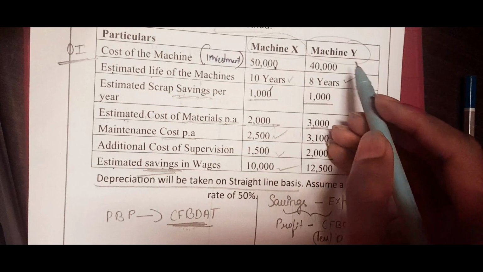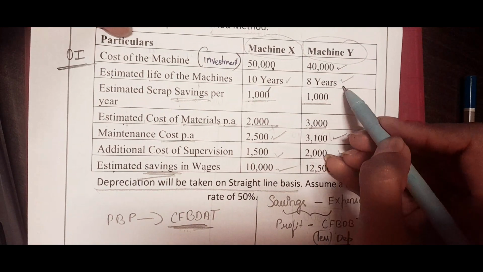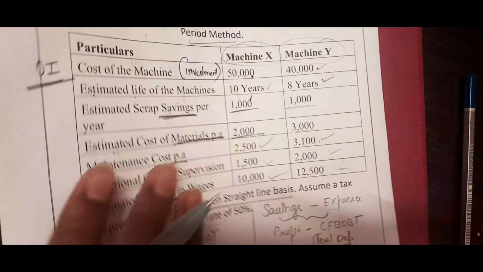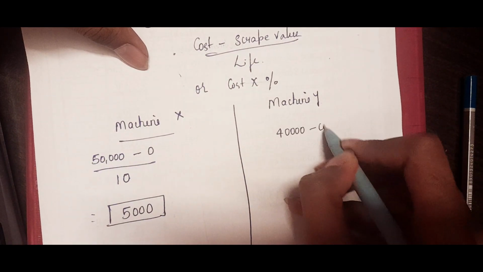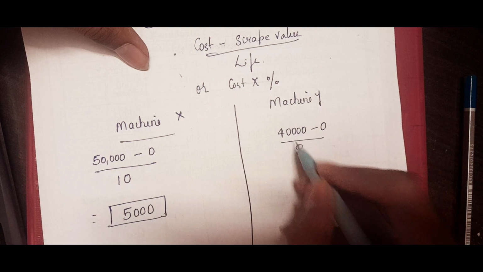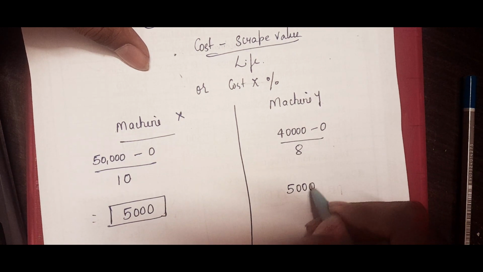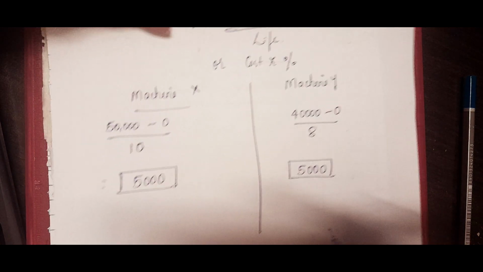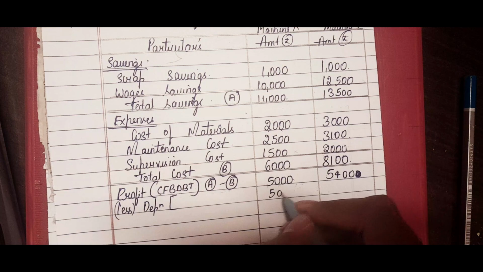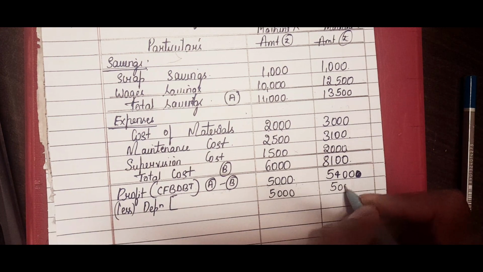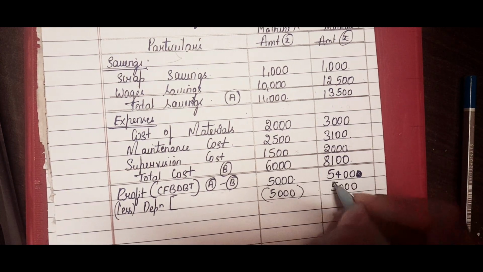Machine Y cost is 40,000 and life of the asset is 8 years. So machine Y 40,000, scrap value is 0, divided by 8 years, it will be 5,000. So machine X depreciation is 5,000, machine Y depreciation is 5,000. So this should be subtracted.